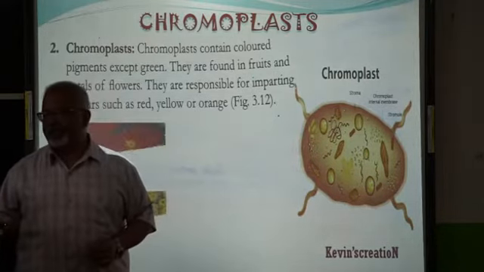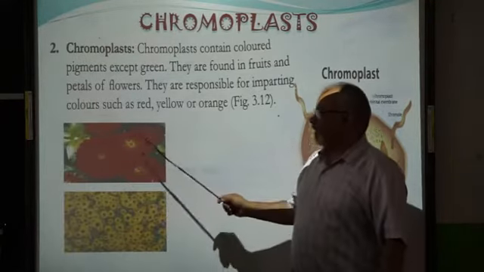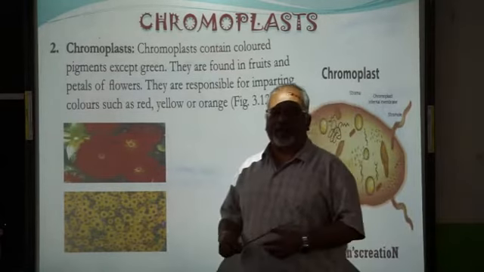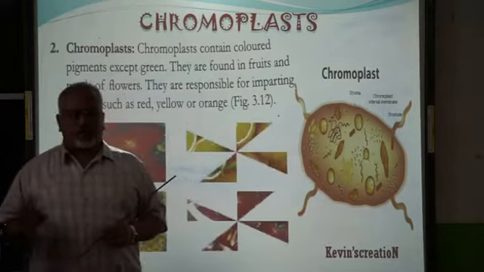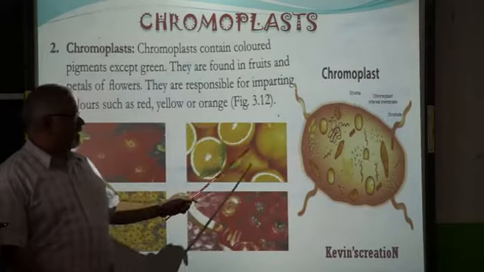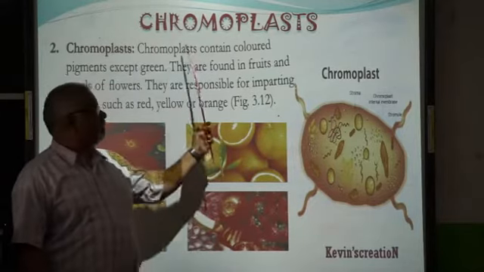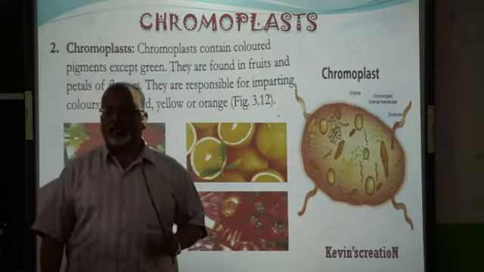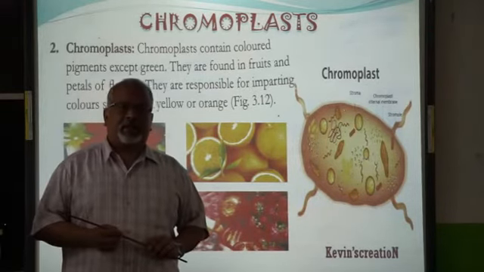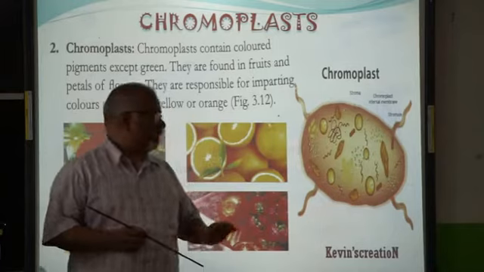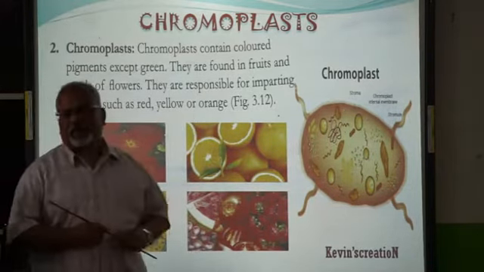Now let us see that. So these are the flowers, red, yellow, they could be of any color. This is just because of the chromoplast, and here you can see the orange and other fruits. All of this gets color from chromoplast. Chloroplast imparts color to the leaves because it is green. Now chromoplast is the colored plastid, it gives color to flowers and fruits.